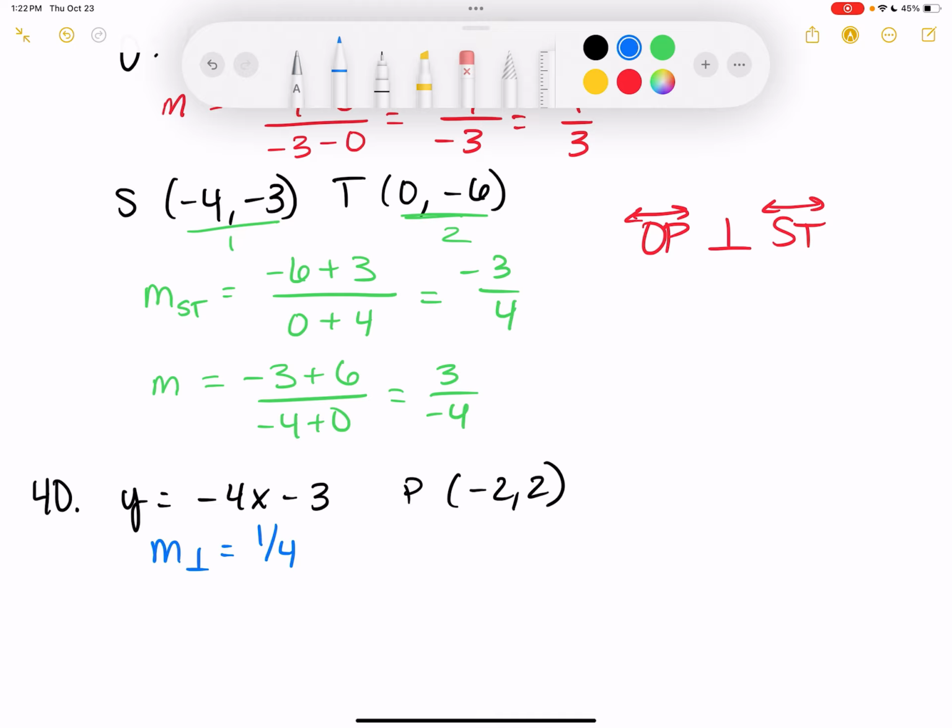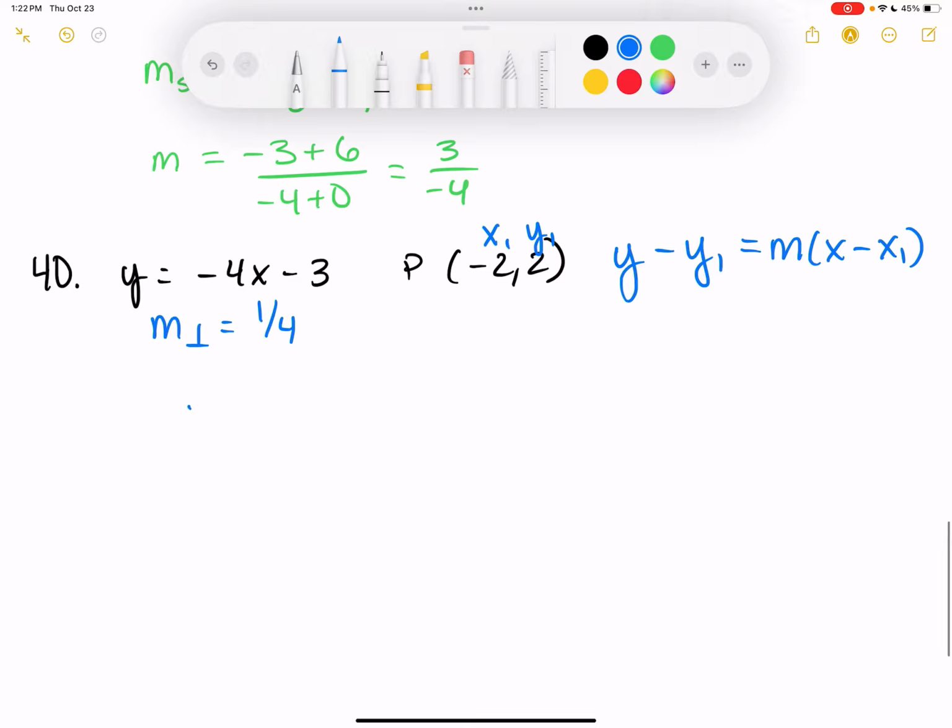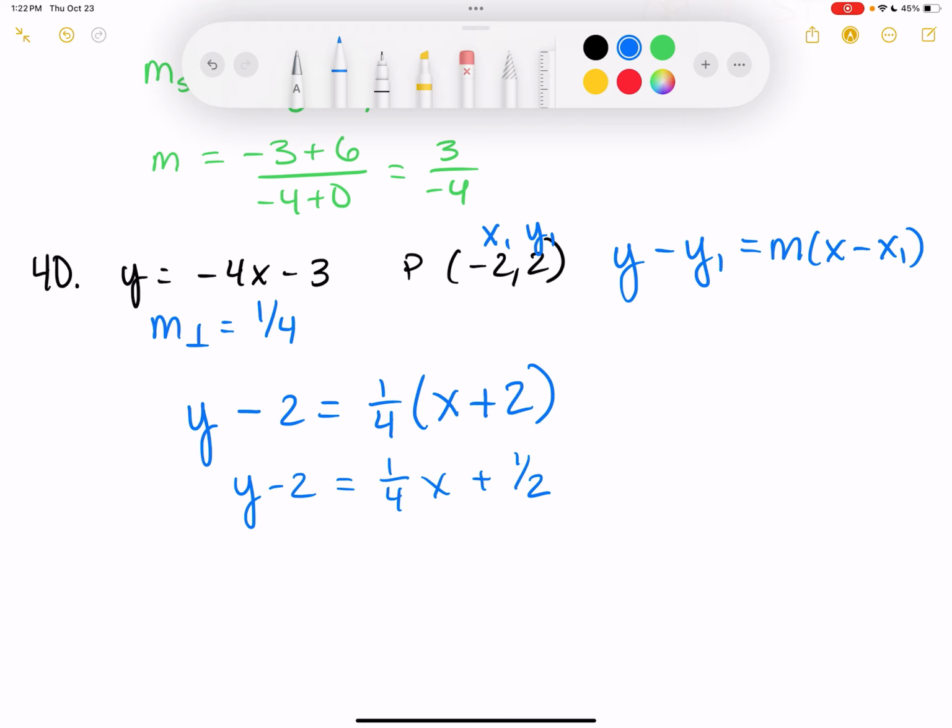All right, so now I need to write the equation of my line. As a refresher, it's y minus y1 is equal to m times x minus x1. I have my slope here. This is x1, this is y1 in the equation. So I have y minus 2 is equal to, the slope is 1/4, times x minus a -2, so it's going to become +2. And then I just need to distribute and move stuff over. So I've got y minus 2 equals 1/4 x plus 1/2.